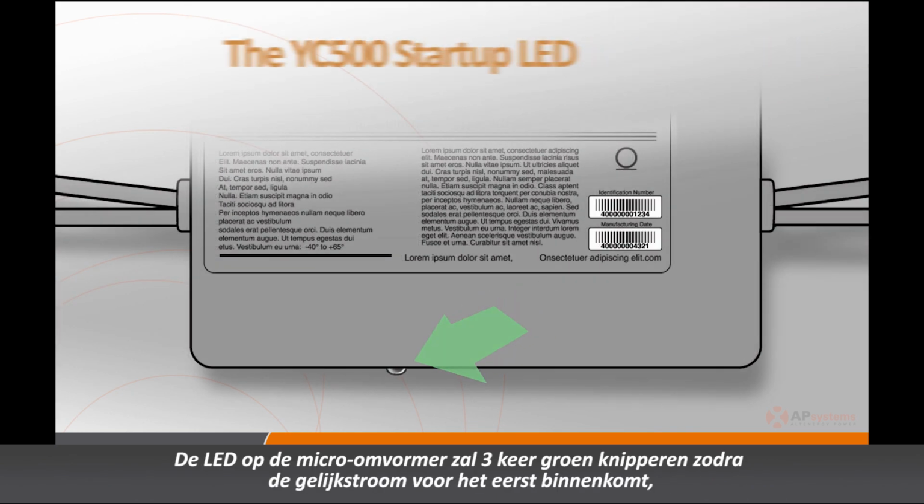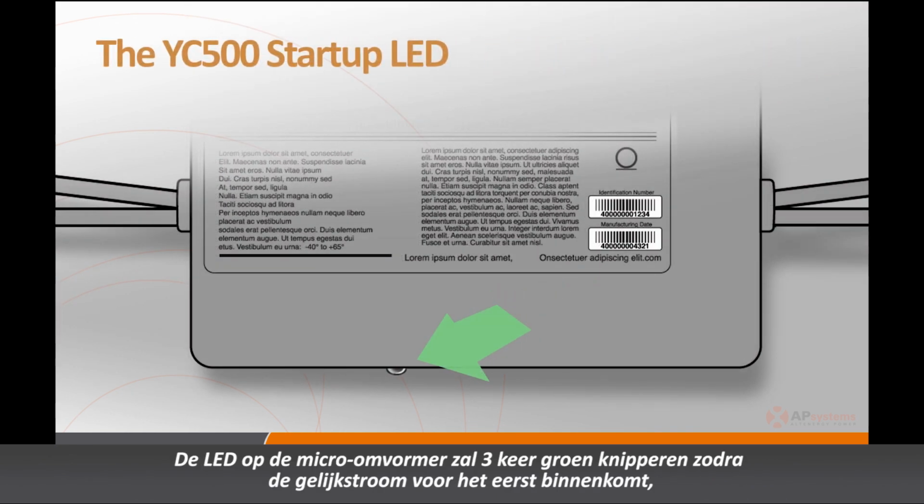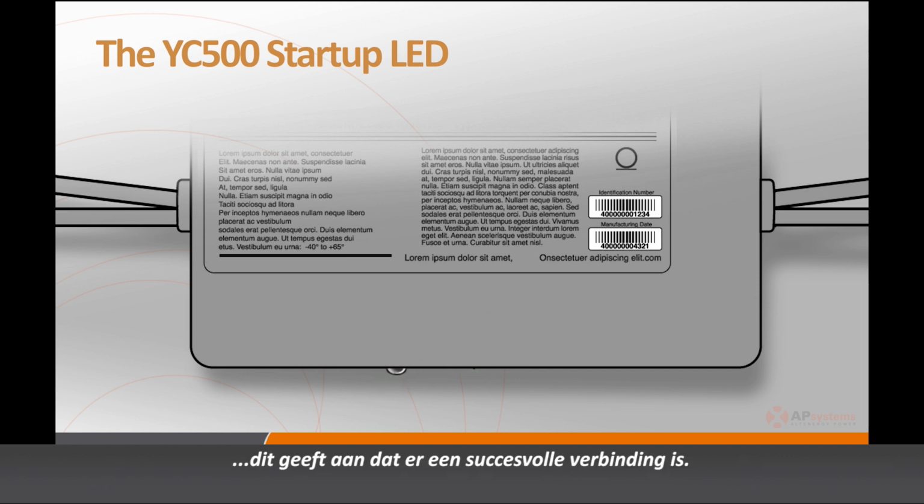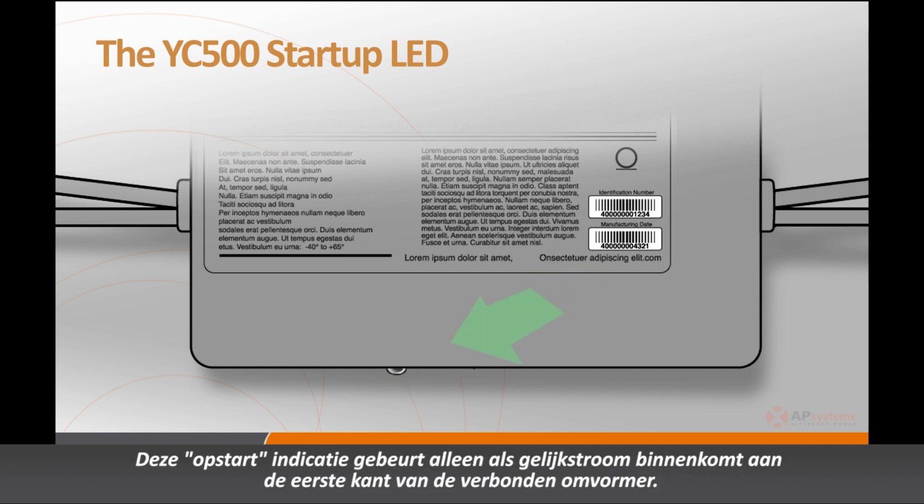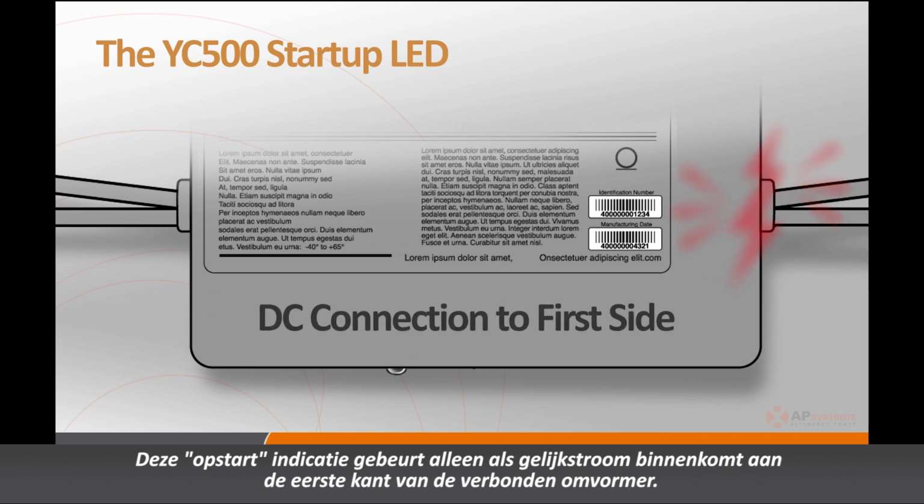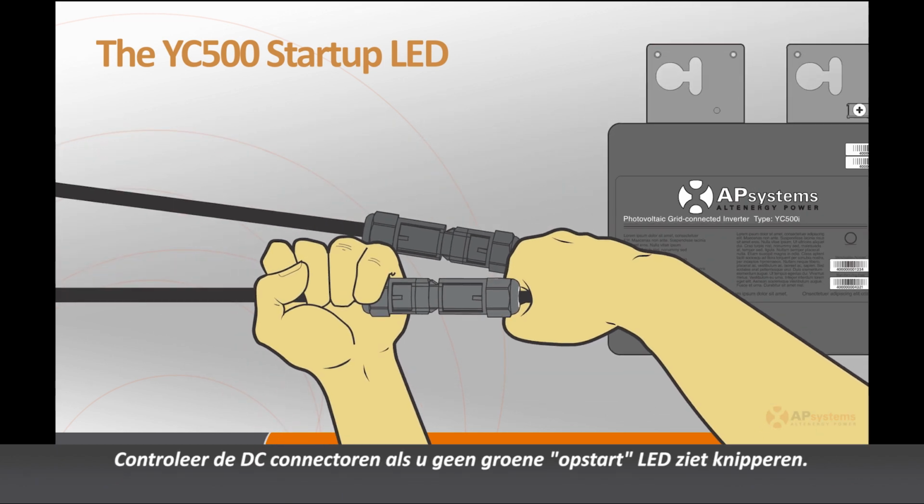The LED on the microinverter will flash green 3 times when DC power is first applied, indicating a successful connection. This startup indication only happens when the DC power is applied to the first side of the connected inverter. Check the DC connectors if you don't see the green startup LED flash.